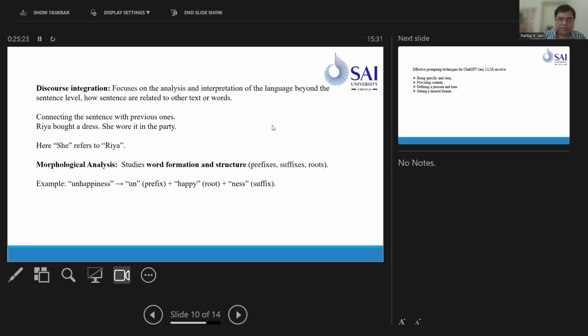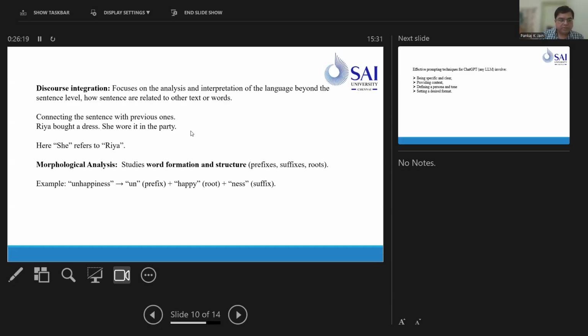If you analyze the sentence, discourse integration allows the machine to understand which sentence is connected to the previous part of the same text. In this example, Ria bought a dress and she wore it in the party. In the second sentence, the machine understands that she refers to Ria. So discourse integration means the machine understands the context, or relates the later sentences with the previous sentences. This is your discourse integration.